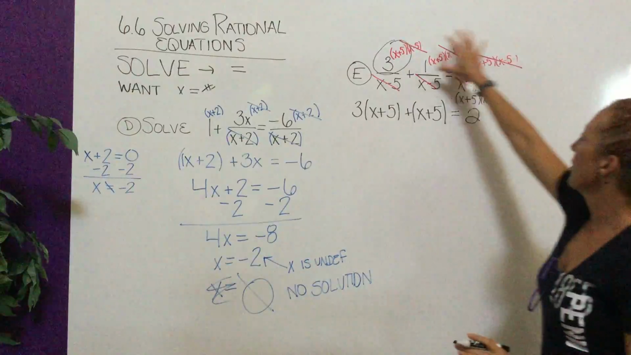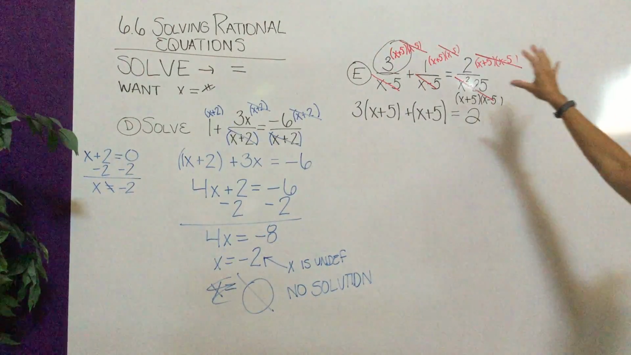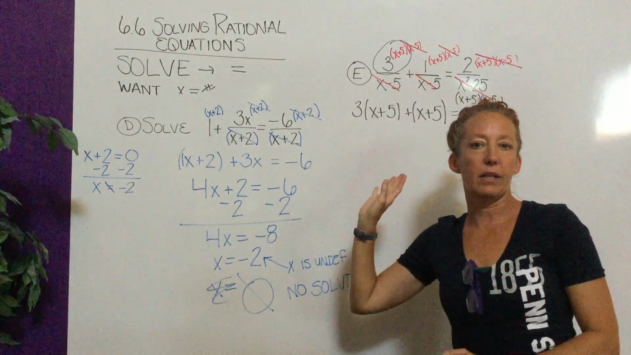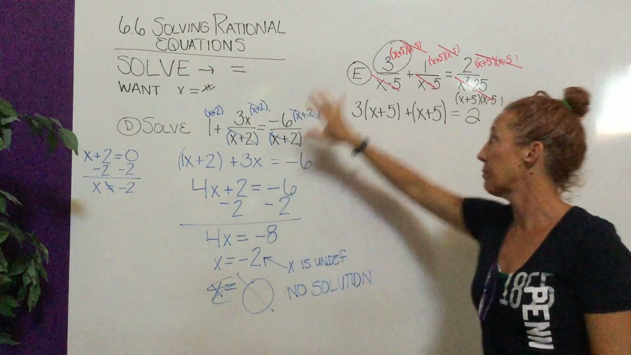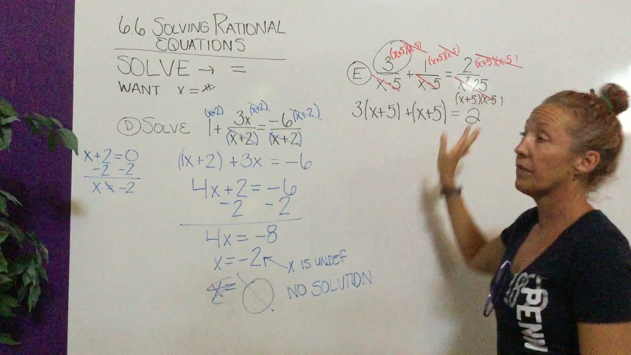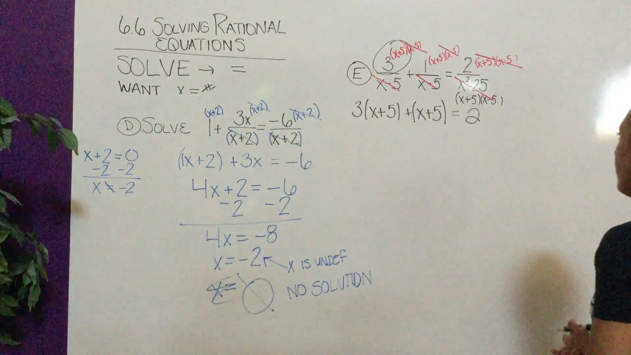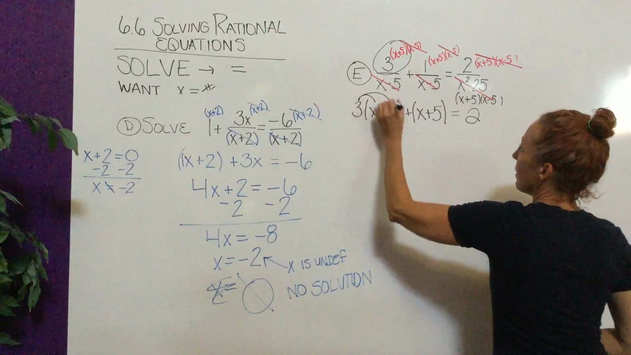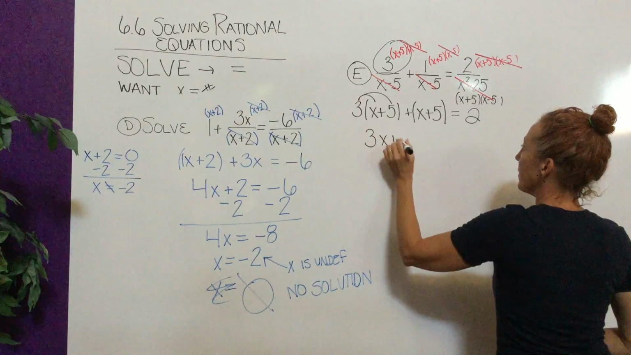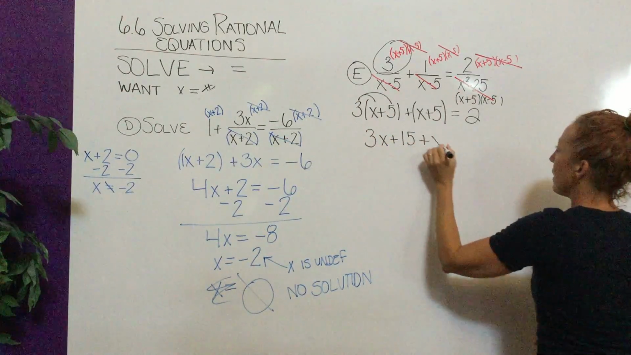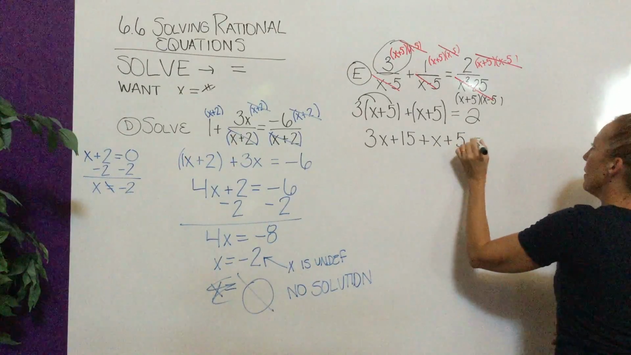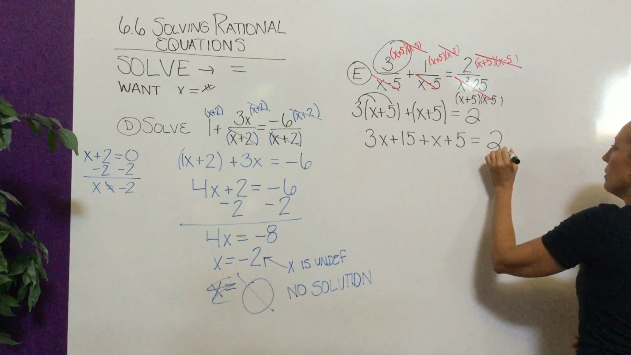So we're given something so complex looking. If you really want to impress someone that isn't at this level of algebra, show them this problem. It looks very complicated, and then all of a sudden there's no more fraction. So we've got this. Multiply it through: 3x plus 15 plus x plus 5 equals 2.